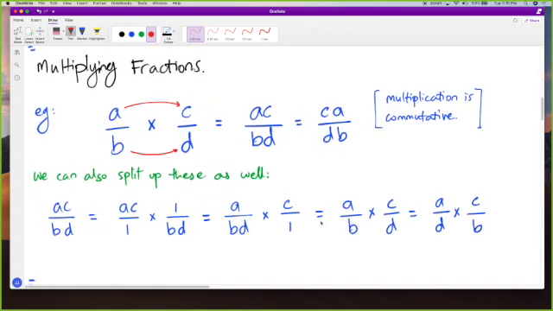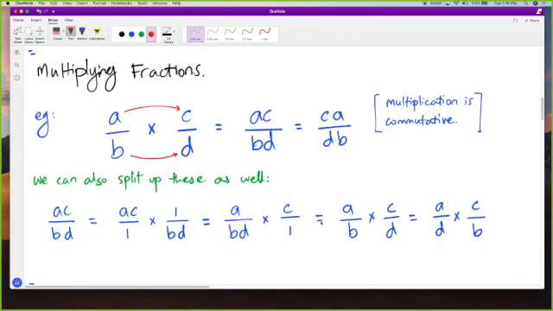So we're going to talk about multiplying fractions now, which is one of the most important things, and it's slightly a bit different, right? You'll notice I have two fractions here, a over b multiplied by c over d. All you do when you're multiplying fractions is you multiply your numerators. So a times c is ac, and then you multiply your denominators. b times d is bd. That is it. That is all.